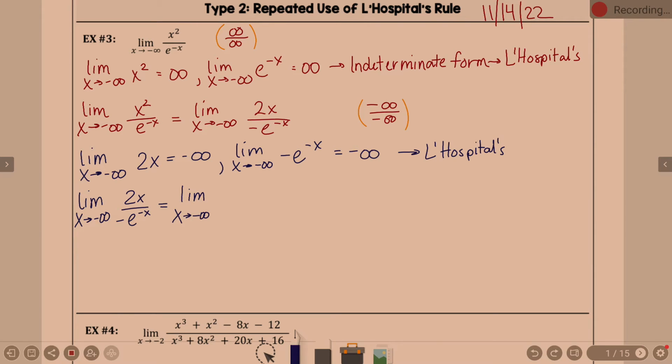Derivative of 2x is 2. What about the derivative of negative e to the negative x? It becomes positive e to the negative x, because the derivative of e to the negative x is e to the negative x times the negative 1 for the power, but that negative 1 times the negative 1 that's already out here, so now it becomes just e to the negative x, right?